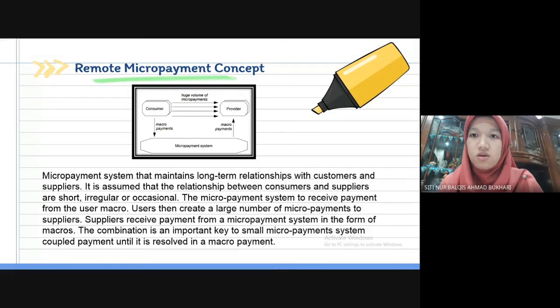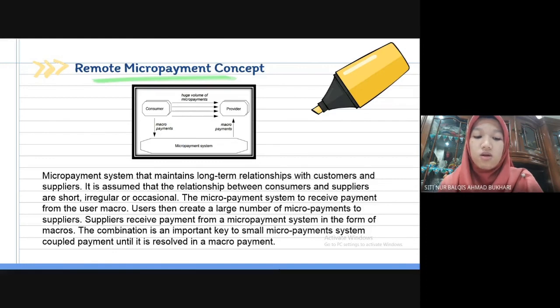The micropayment system receives payment from the user. The user then creates a large volume of micropayments to the supplier. The supplier receives payment from the micropayment system in the form of macropayments. The combination is an important key to a small micropayment system: micropayments are accumulated until they are resolved in a macropayment.